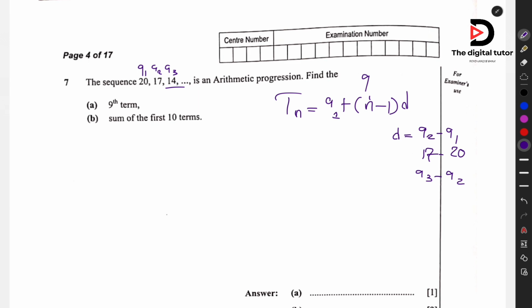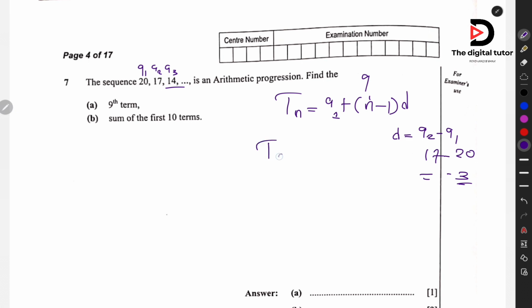That is very important. Okay, so now to find the common difference here, we are simply going to use term number 2 minus term number 1, and in this case we have 17 minus 20, which gives us negative 3. So the common difference is negative 3.